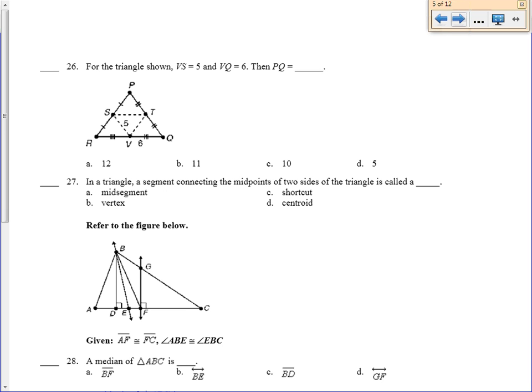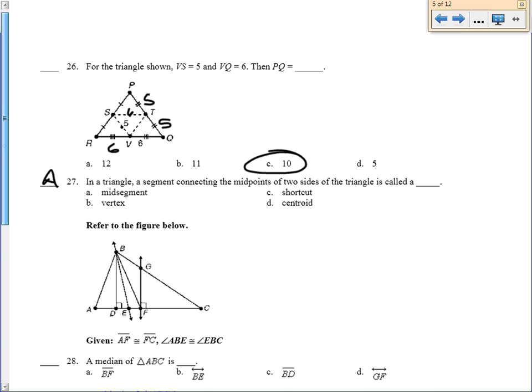All right, let's try to blast through these a little bit here. VS is 6. VS is 5. VQ is 6. So if that length is 6, what's RV? 6. This is 5. It says then PQ. So PQ is the long way, it's 10. And a triangle segment connecting the midpoints. Midpoints. Anybody? Very good. Mid-segment. It's the mid-segment.